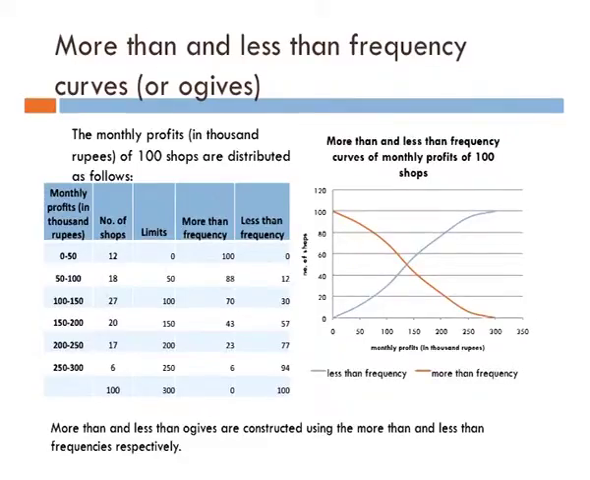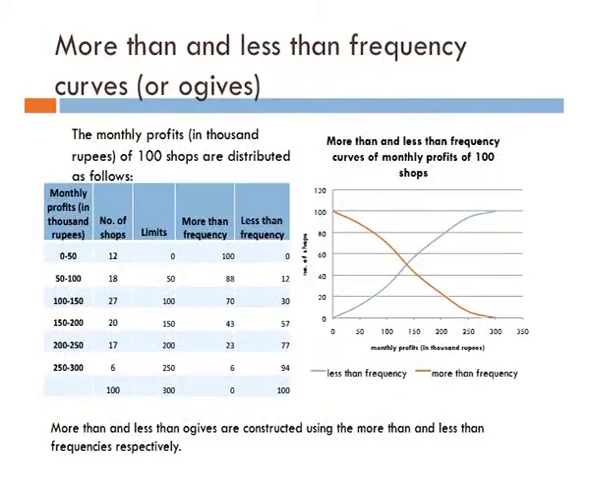Now, we first draw the curve for the cumulative frequency of less than type. We first put the points against the upper limit of each class, that is 50, 100, 150, 200, 250 and 300. Against each point we plot its cumulative frequency of less than type. So, against the 50 figure we have the 12 cumulative frequency, against 100 we have the 30 and so on. Then these points are joined freehand.